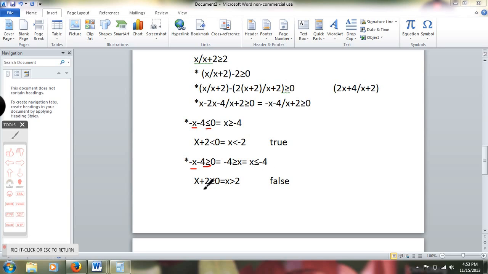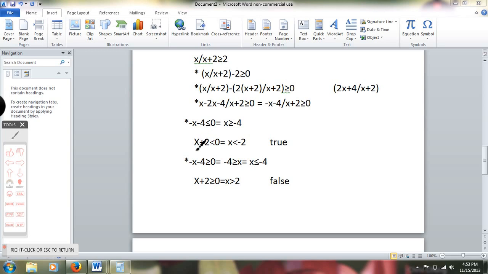Now for x plus 2 is greater than or equal to 0, it turns into x is greater than negative 2, okay? Now how can an x be greater than negative 2 when it's less than negative 4? Okay? Now we look at this one. Negative x minus 4 is less than or equal to 0. And that turns into x is greater than or equal to negative 4.